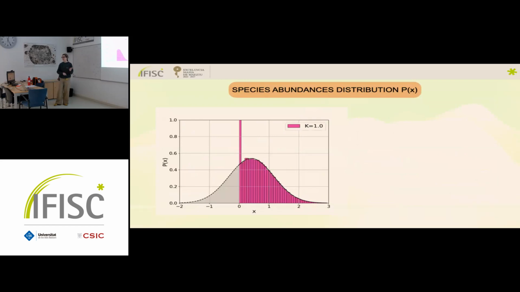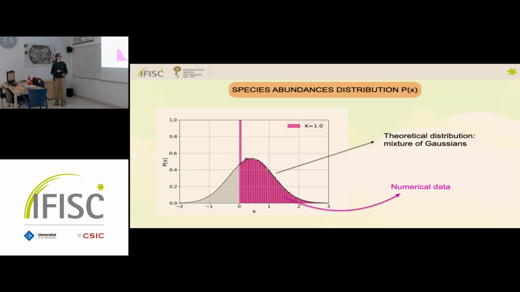Having checked that the theory works for the dynamical system, and it looks like it does, we try to gain information about the species abundance distribution, P of X. The theoretical distribution is basically a mixture of Gaussians. We studied numerically the behavior of the system, and we saw that the numerical data are in agreement with our theoretical expectations.